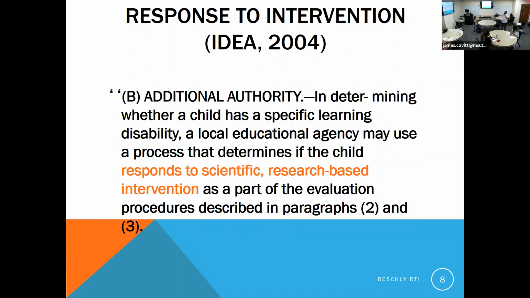So if you see it here, it's saying, in determining whether the child has a specific learning disability, and you can also put here emotional disturbance, other disabilities, a local education agency may use this process that responds to scientific research-based intervention as part of the evaluation procedures described in IDEA. So it's now part of determining if a student has a disability or not.